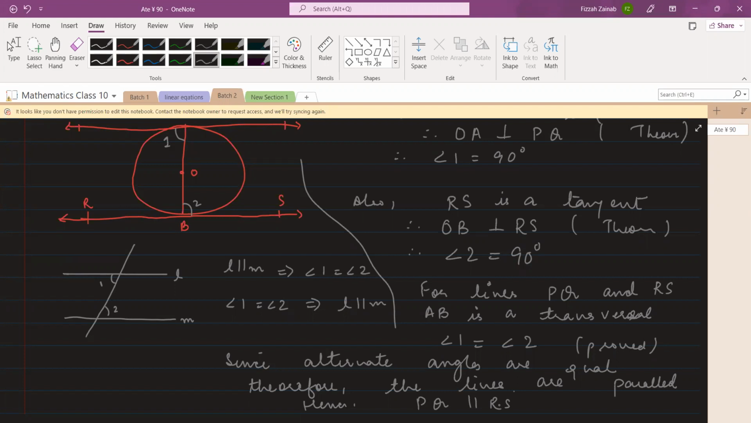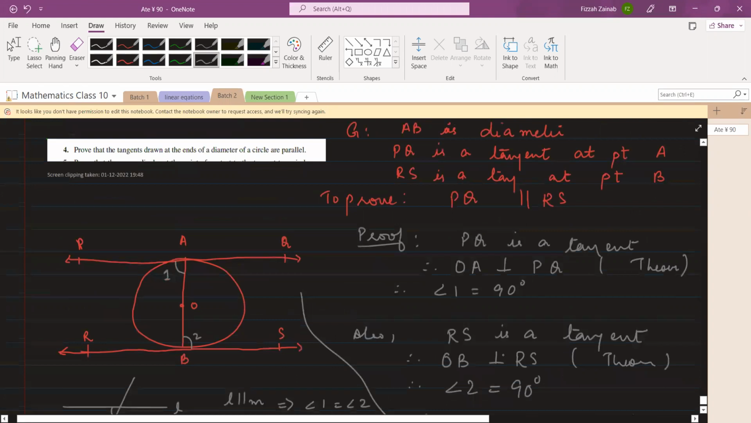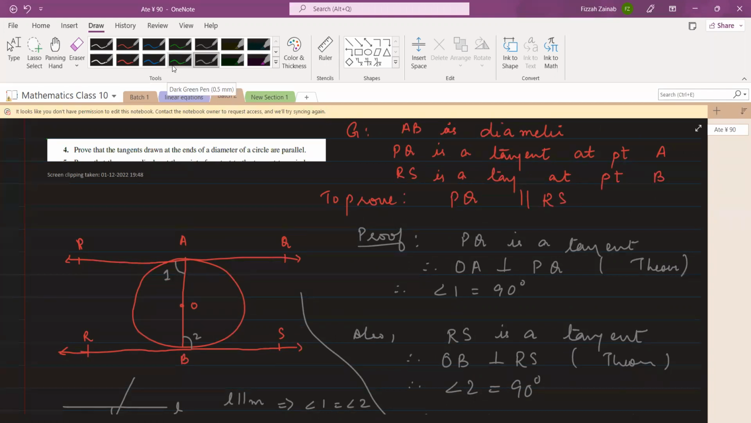Ma'am, can you once show the given? Yeah, so given was that AB is a diameter, PQ is a tangent at point A, RS is a tangent at point B. Okay, ma'am.